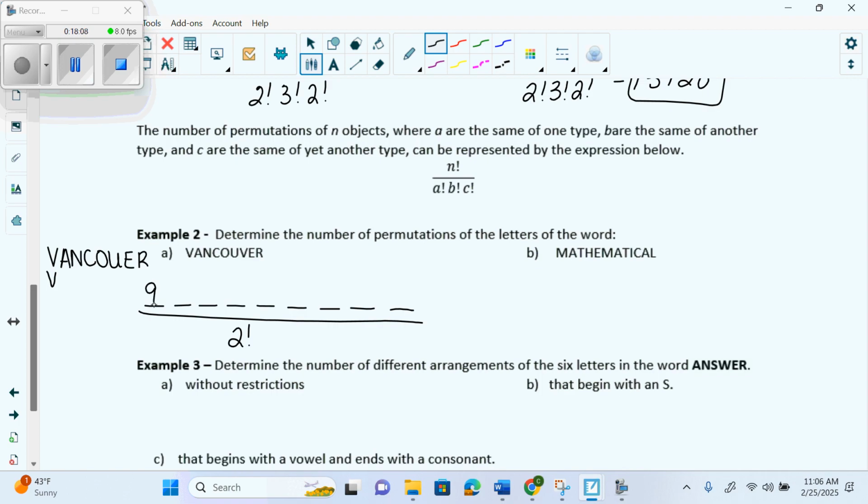9. Now some people are like, but if the 2 V's are in a spot and I move them around, then they aren't going to look different. That's what the 2 factorial deals with, right? It gets rid of all those problems. We treat the V's as if we can tell them apart, and then this gets rid of all the places where we can't. So we have 9 then, 8 then, 7, 6, 5, 4, 3, 2, 1, and we get 9 factorial divided by 2 factorial. And what do we get for an answer? 181,440.